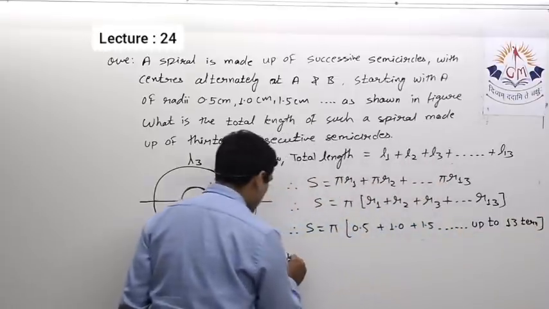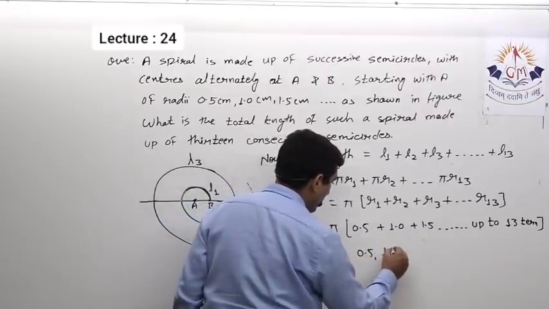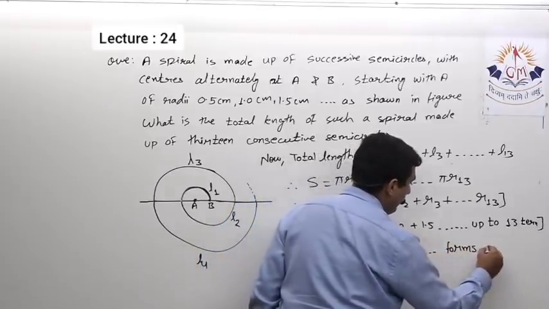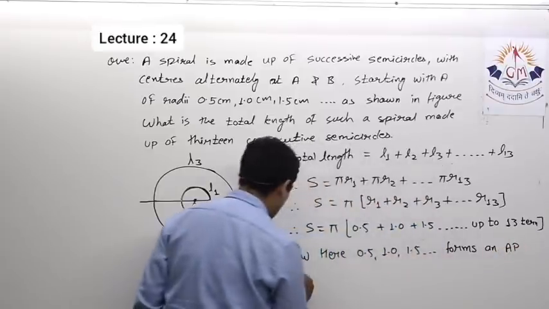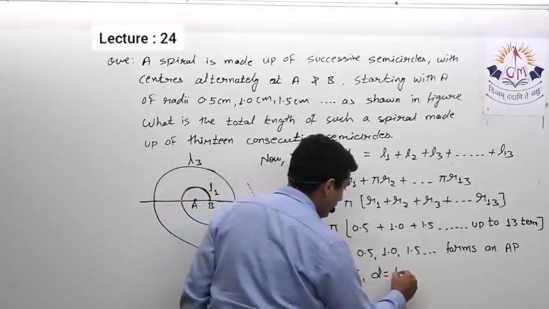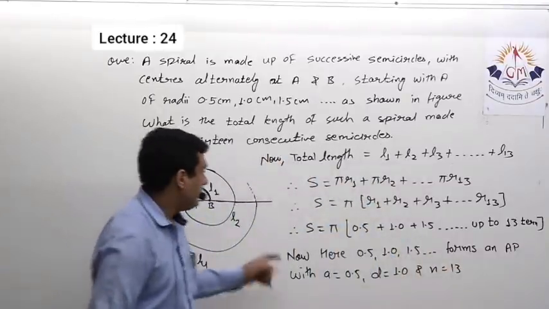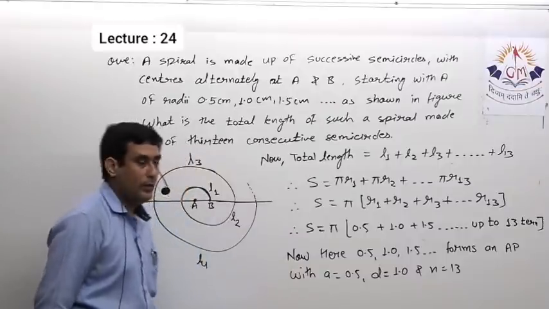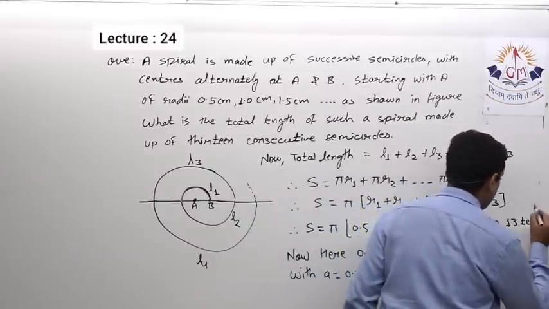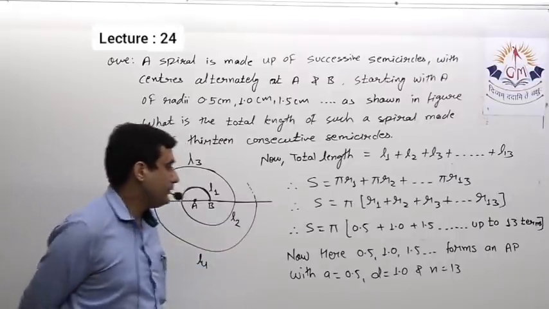Now here 0.5, 1.0, 1.5 forms an AP, with a equal to 0.5, d equal to 1.0 and n equal to 13. So now we'll apply the formula to find the sum of 13 terms. Note it down up to this, then I will give you the remaining solution.